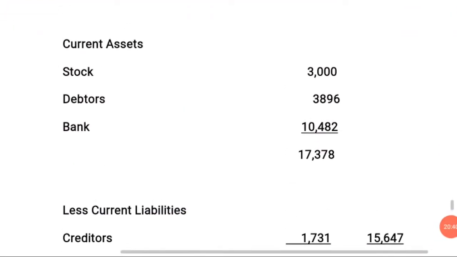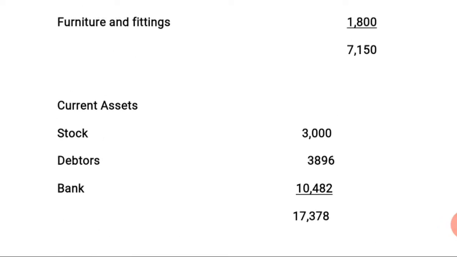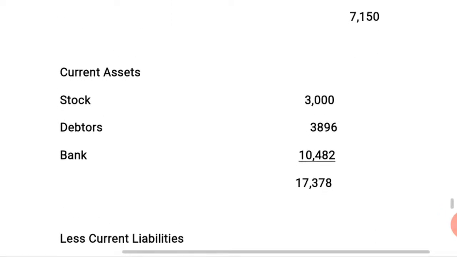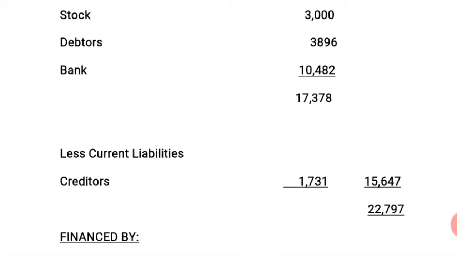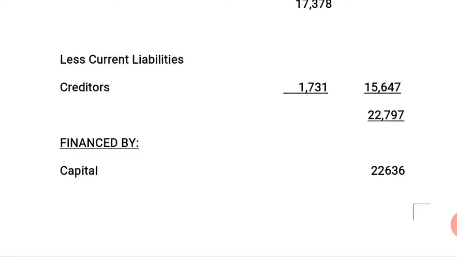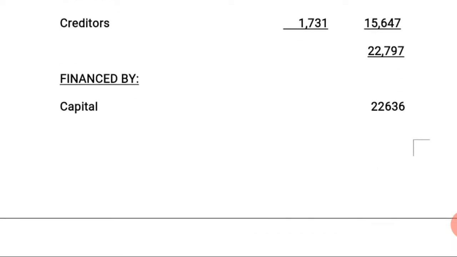This working capital of 15,647 naira will now be added to the total of the fixed assets, which is 7,150 naira. Therefore, 7,150 naira plus the working capital of 15,647 naira, we arrive at 22,797 naira. Now, we look at finance by, that is the capital employed to service the assets.